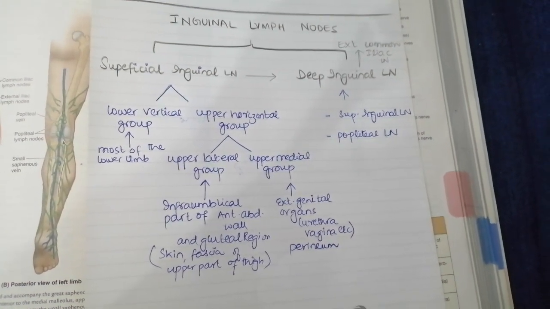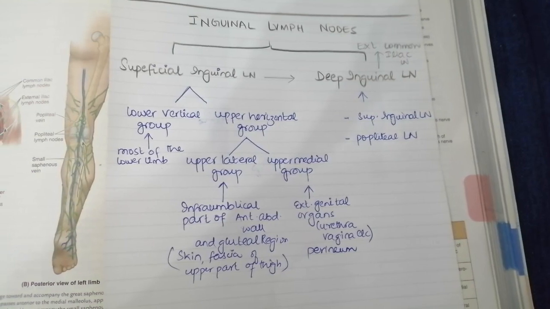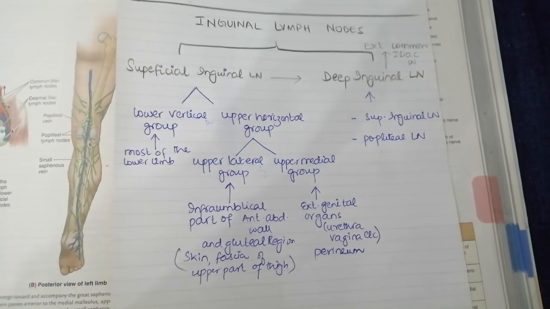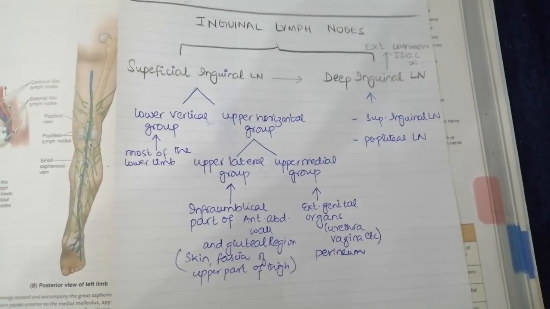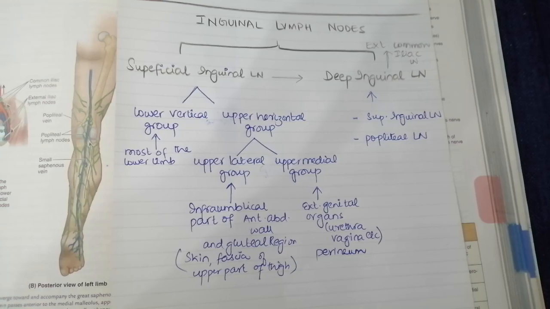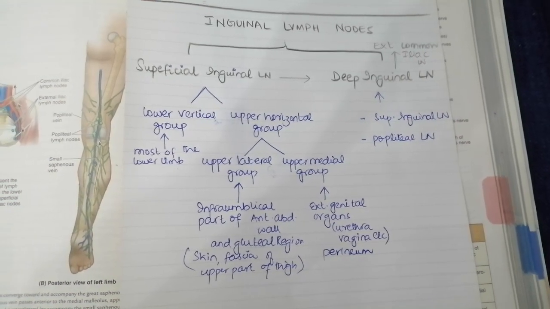Bismillahirrahmanirrahim. Today the topic under discussion is the inguinal group of lymph nodes. This is the group of lymph nodes that are very important in the inguinal region, and this inguinal region lies below the inguinal ligament and at the upper part of the thigh.